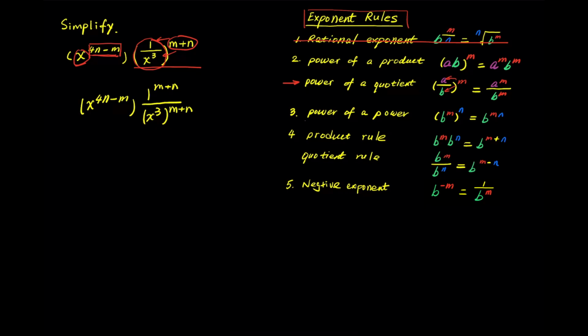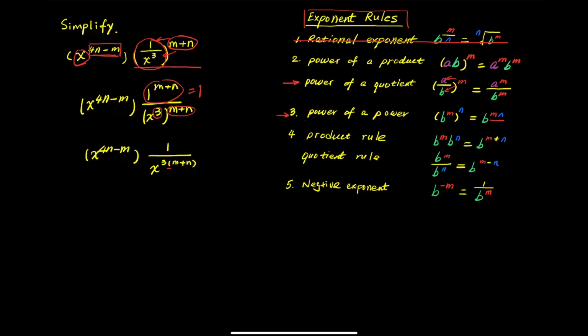It's quite obvious that 1 raised to any power is still 1. Then you see that we have x being raised to a power of 3 and then raised to another power, m plus n. So it's a power of a power. We need to use the power of a power rule to simplify it, which converts the expression by multiplying the two exponents. Let's apply this rule to the denominator. So we have 1 over x to the power of 3 times m plus n, and we have x to the power of 4n minus m in front.